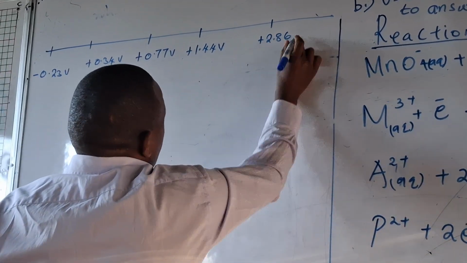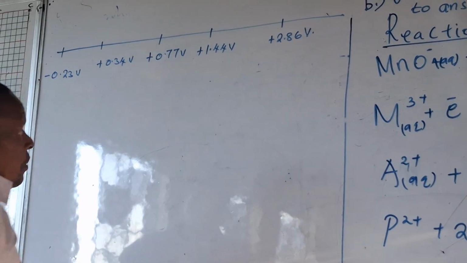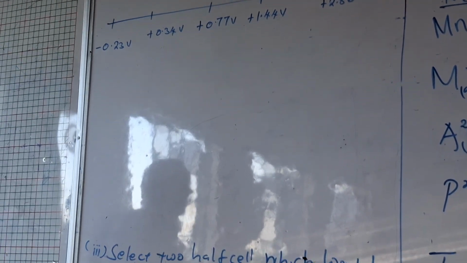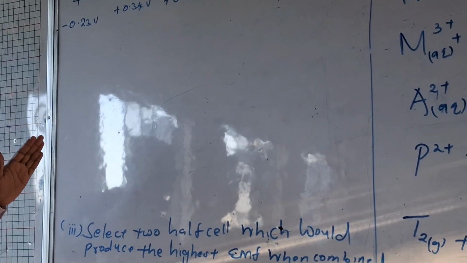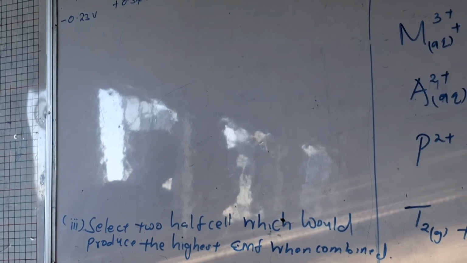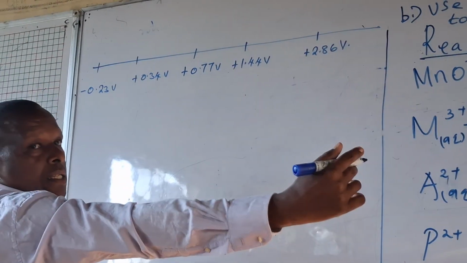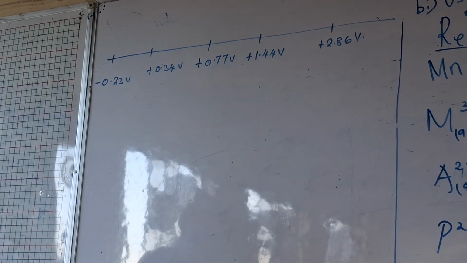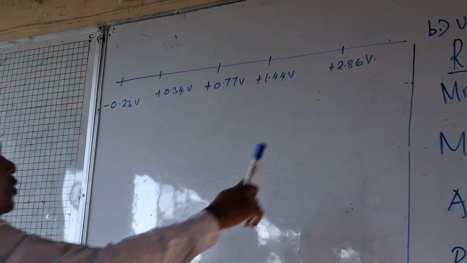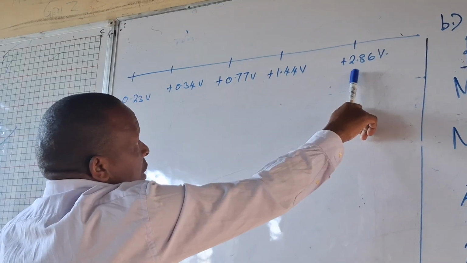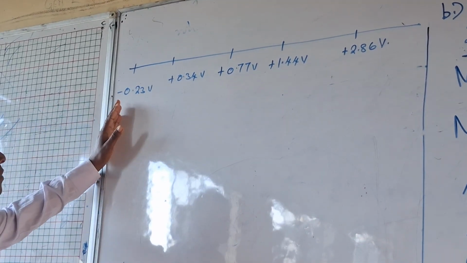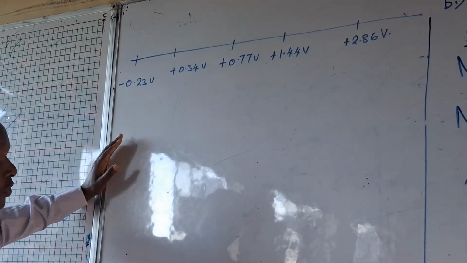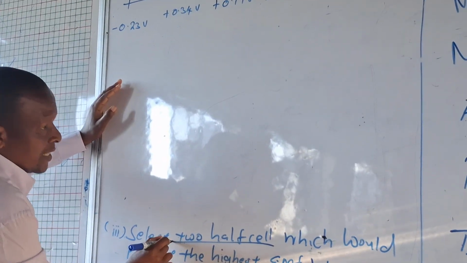Now, when you are told to identify the cell that will produce the highest EMF, you look for the one on the far right and the one on the far left of the number line. Are we together? Far right, positive 2.86. Far left, negative 0.23 volts. But remember, you have been told to select two half cells.